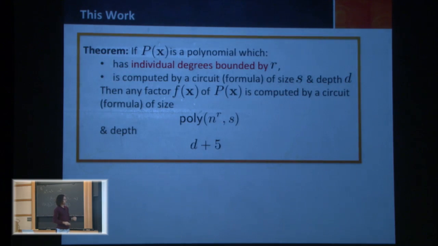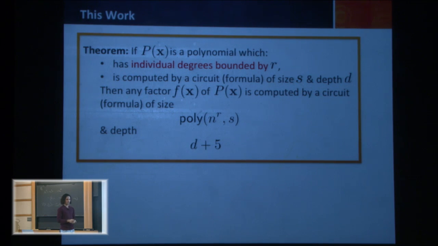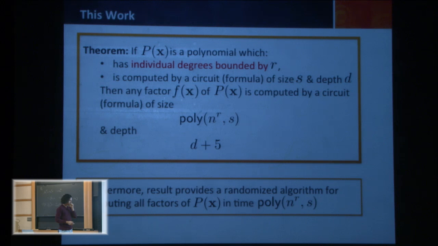Now, in this work, what do we show? We show that if P is a polynomial which has individual degrees bounded by r, and it's computed by a circuit or a formula of size s and depth d, then any factor f of this polynomial is also computed by a circuit or formula of size polynomial in n to the r, and the size s, and depth d plus 5. Moreover, this result provides us a randomized algorithm for computing all the factors of P in time polynomial in the size of the output.